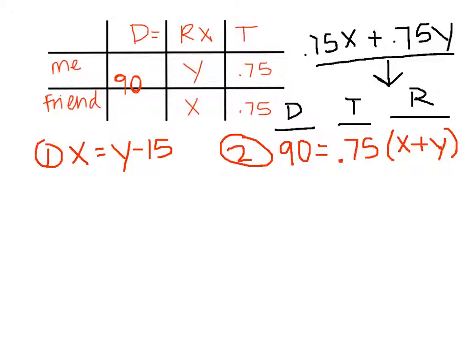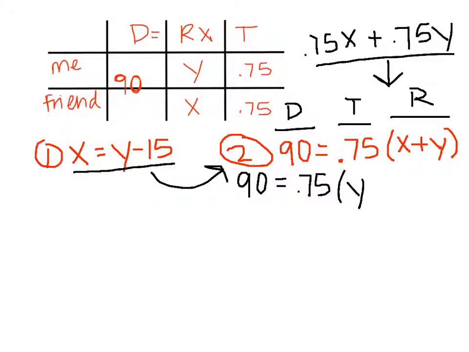Okay, so then we need to solve our first equation, which is already solved for us, so we don't really have to do anything. Then we're going to plug this whole thing into this equation. So we have 90 equals 0.75 times (y minus 15) plus y.